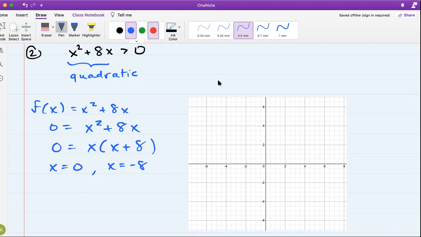So I'm going to plot these 2 points. One at 0, 0, because when you plug in 0, you get 0 for the function. And one at -8, which is way out here. When I plug in -8, I get 0. So those are my 2 points.